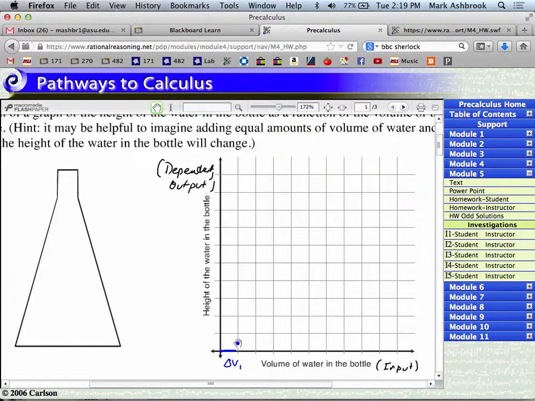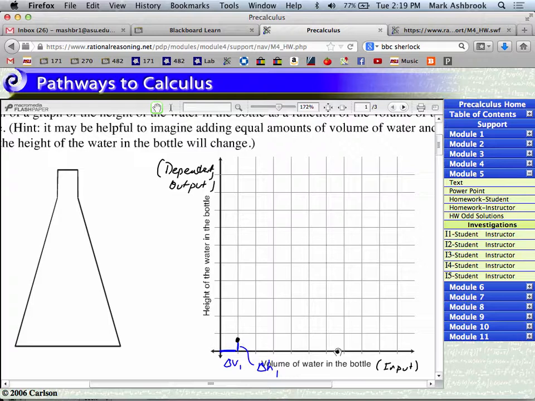So we can come down here, and the numbers don't matter at this point, it's just relative sizes. Okay, so I can represent that little bit of change in height, and I can call that delta H1. And that gives us a point, right? That gives us a corresponding volume and height. Right there. Okay, what do we do next?